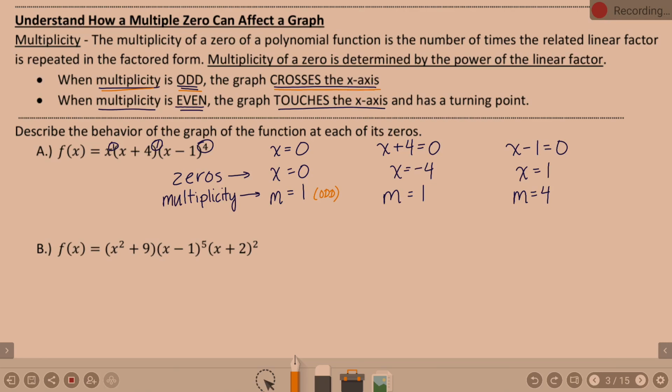It's going to cross the x-axis. So what I know, because this multiplicity is odd, is that my graph is going to cross the x-axis at, what is the 0 here? And that is x equals 0. Okay? So because the multiplicity is odd, my graph is just going to cross through the x-axis there.